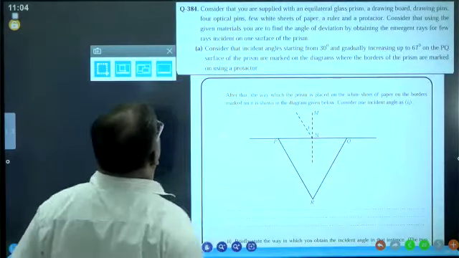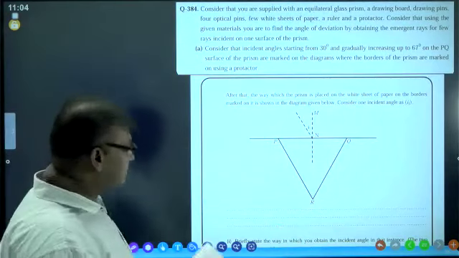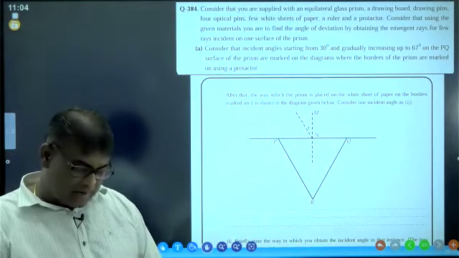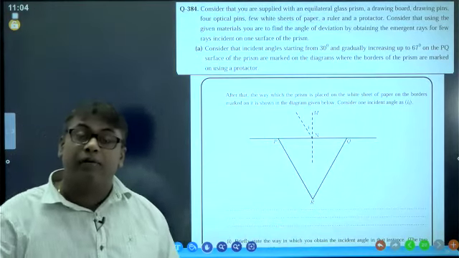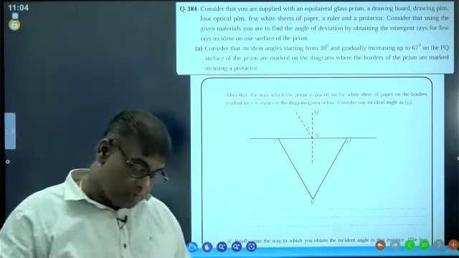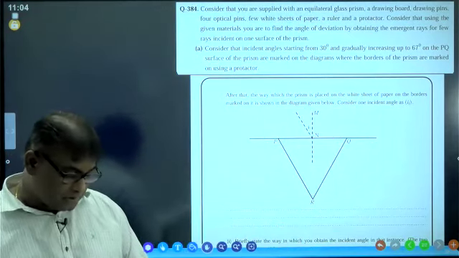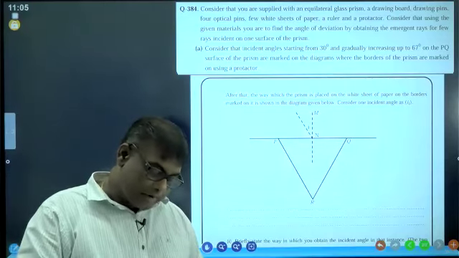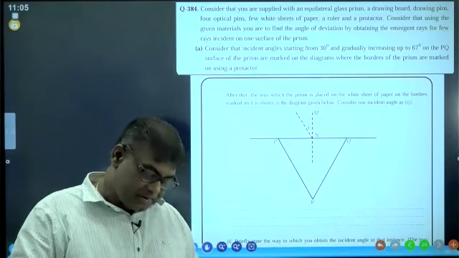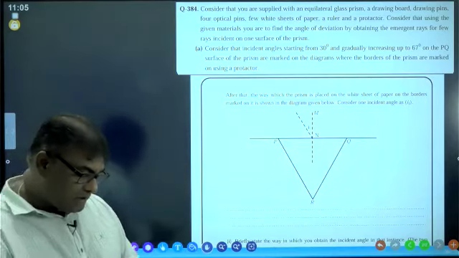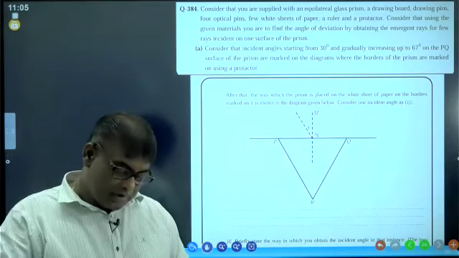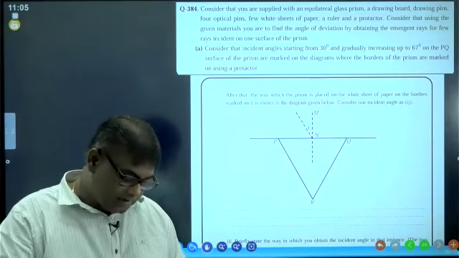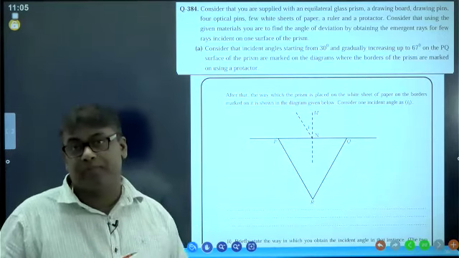Okay. Consider the initial part. Consider that you are supplied with an equilateral glass prism, underline equilateral glass prism, a drawing board, drawing pins, 4 optical pins, a few white sheets of paper, a ruler and a protractor. Consider that using the given materials, you have to find the angle of deviation by obtaining the emergent ray for a few rays incident on the surface of the prism.